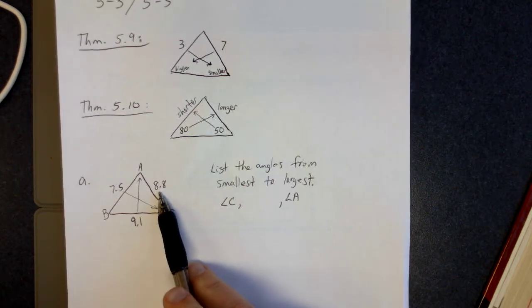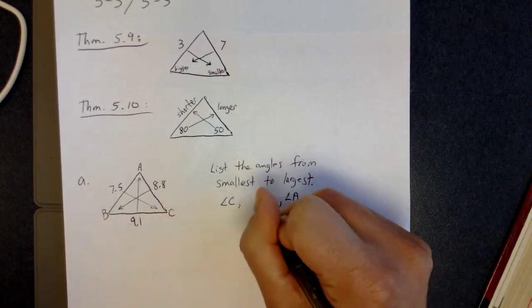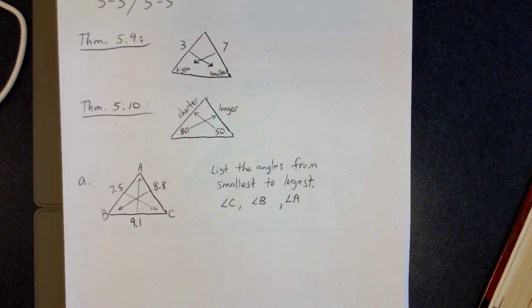And then the side that fits in the middle, 8.8. If you go across from that, you're going to have angle B. Angle B is going to fall in the middle of those two angles. So if you put those angles in order from smallest to largest, you got angle C, then angle B, then angle A.